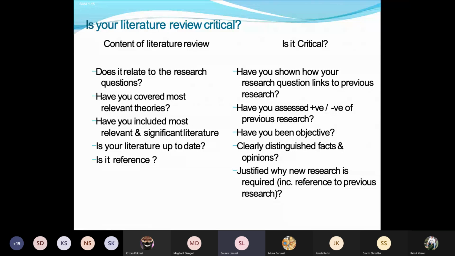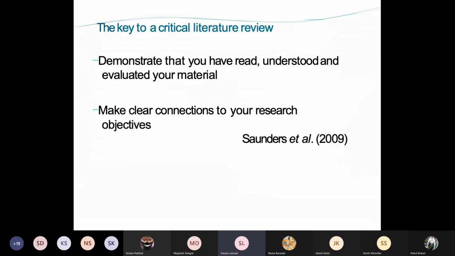If you review the literature from this perspective, you need to understand that you are reviewing the literature critically. The key to critical literature review is that you need to demonstrate that you have read, understood, and evaluated your material. So in chapter 3, when you write the critical review of the literature, you have to demonstrate that you have read, understood, and evaluated the material.